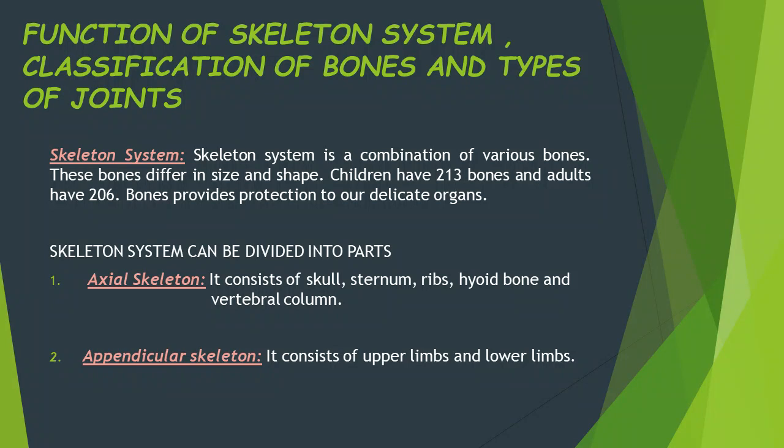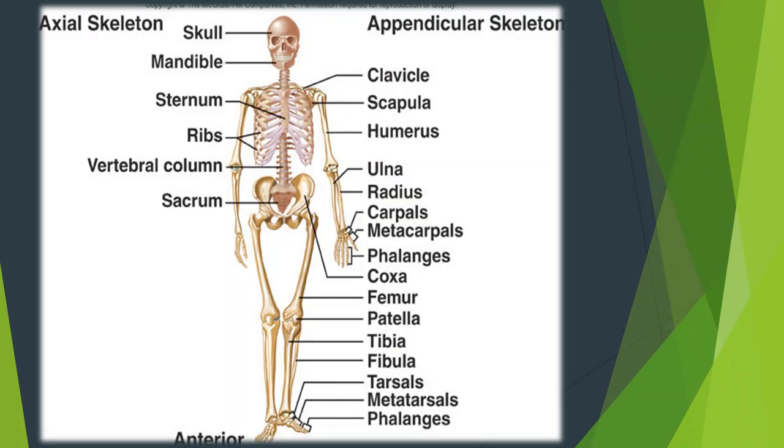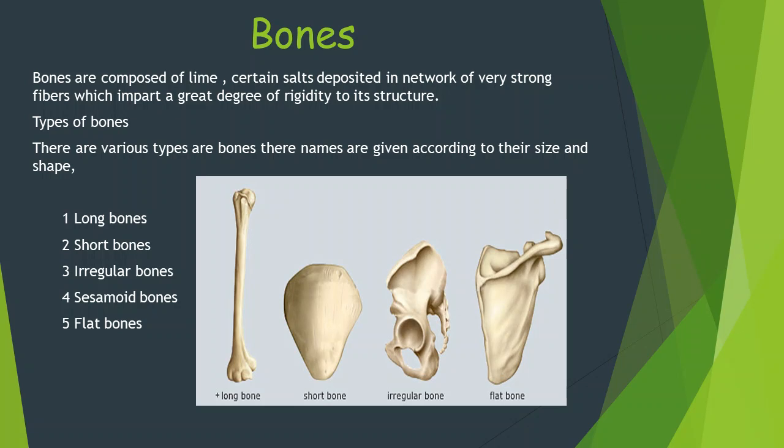Skeleton system can be divided into two parts. Axial skeleton. It consists of skull, sternum, ribs, hyoid bone, and vertebral column. Appendicular skeleton. It consists of upper limbs and lower limbs. Bones. Bones are composed of lime, certain salts deposited in network of very strong fibers which impart a great degree of rigidity to its structure.